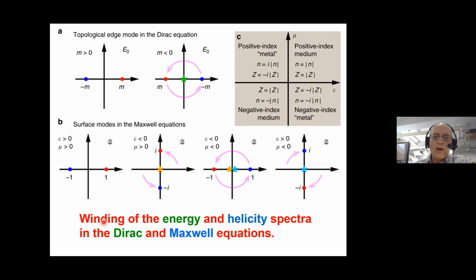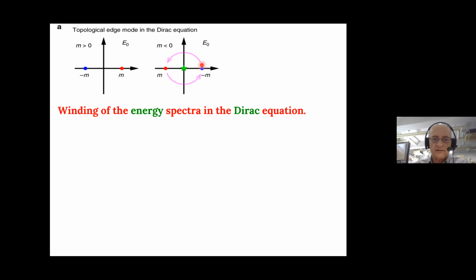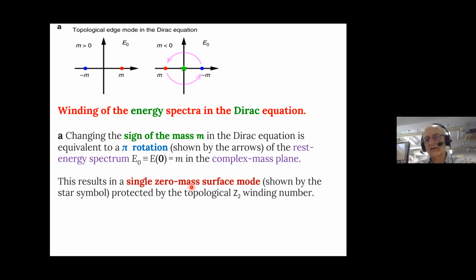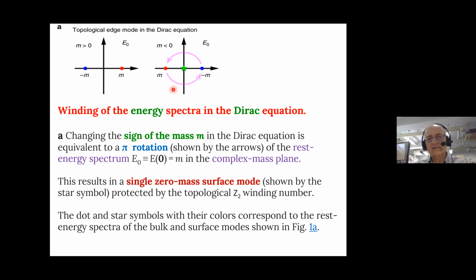So before we had the winding of the energy spectra in the Dirac equations here, and now we have the winding of the helicity spectra in the Maxwell equations below here. So this is the helicity spectrum, and this is the energy. So again, winding of the energy, change the sign of the mass, and you get this energy spectrum equals a single zero mass surface mode. And this is the star here.